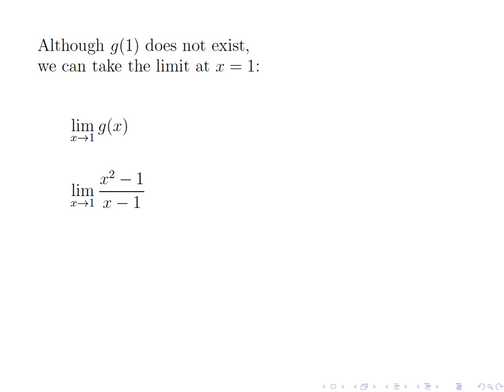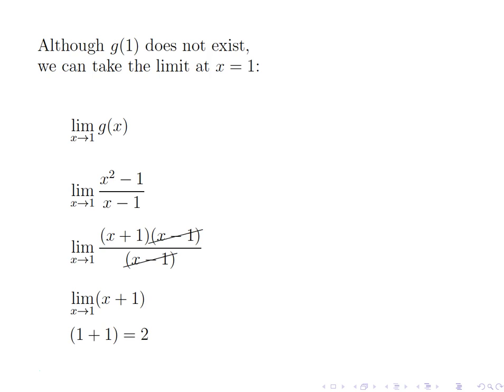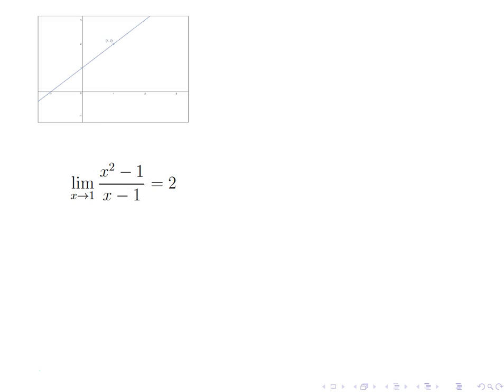The limit as x approaches 1 of g of x is written as the limit as x approaches 1 of x squared minus 1 divided by x minus 1. Then we can factor like we did before and cancel out the like terms. And then we can plug in 1 for x, and that simply leaves us 1 plus 1 equals 2. So we can say that with our graph of g of x, the limit as x approaches 1 of x squared minus 1 divided by x minus 1 equals 2.